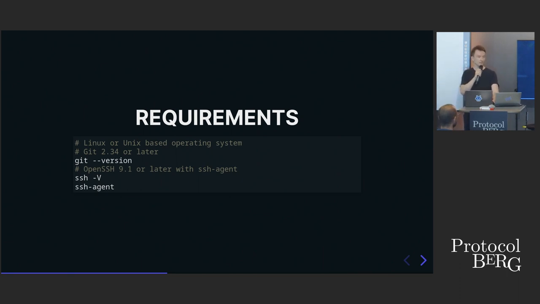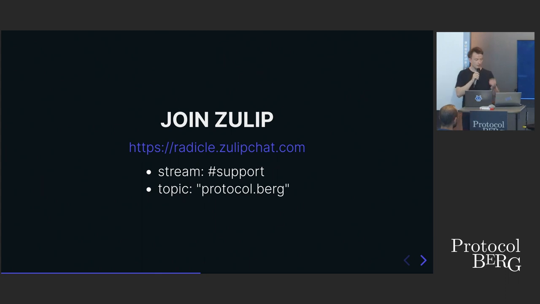I'm just going to run through the process, and then we're going to walk around and see if anybody needs some help with getting started. So what you can already do is join our Zulip server, radicle.zulipchat.com. I don't know who's familiar with Zulip, but there's a support stream, and we created a protocol Berg topic where we already posted a link to the project. Okay, that's very hard to do hands-free, but we can also help with this later.